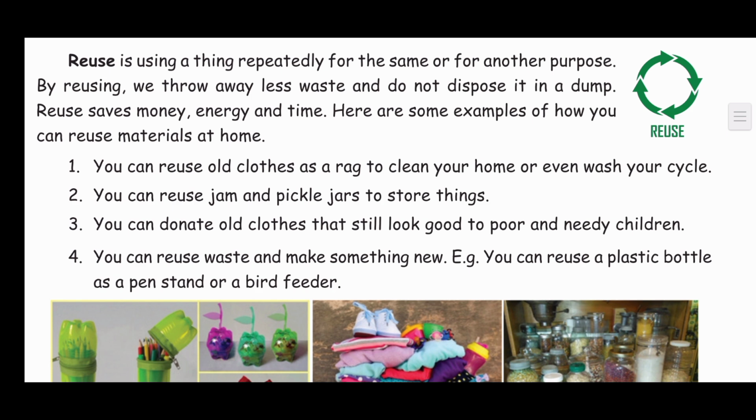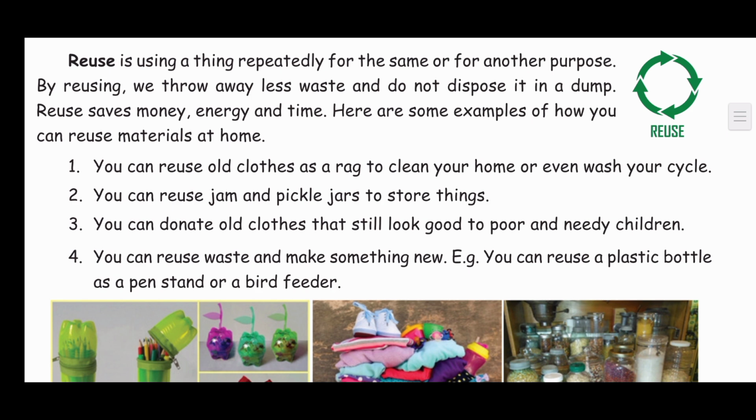Here are some examples of how you can reuse materials at home. So they have given some examples to make reuse clearer. First one, you can reuse old clothes as a rag to clean your home or even wash your cycle. Used as a rag means we can use it to wipe off.